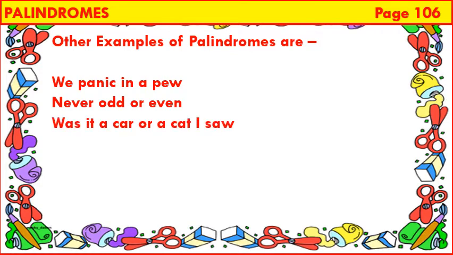Third sentence, was it a car or a cat I saw? Try to read from left to right. It will be read the same only. Was it a car or a cat I saw? Now let us consider some palindrome words like level, madam, Malayalam. Such words will read the same from left to right as well as from right to left.